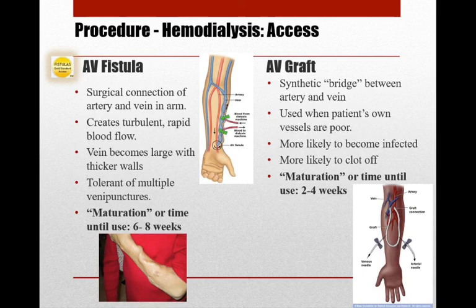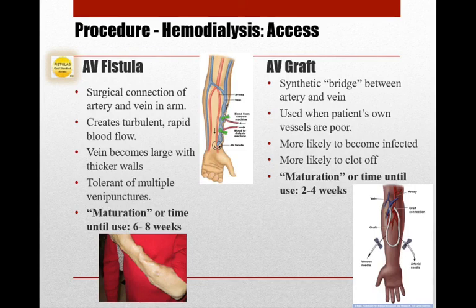There's two kinds. A fistula is where a surgeon will go in and connect an artery and a vein to create turbulent flow, kind of like a big whirlpool right in there where the artery mixes with the vein. It creates a really thick wall that's tolerant of multiple venipunctures. It takes 6 to 8 weeks for an AV fistula to mature or be able to use. So the time until use is 6 to 8 weeks.